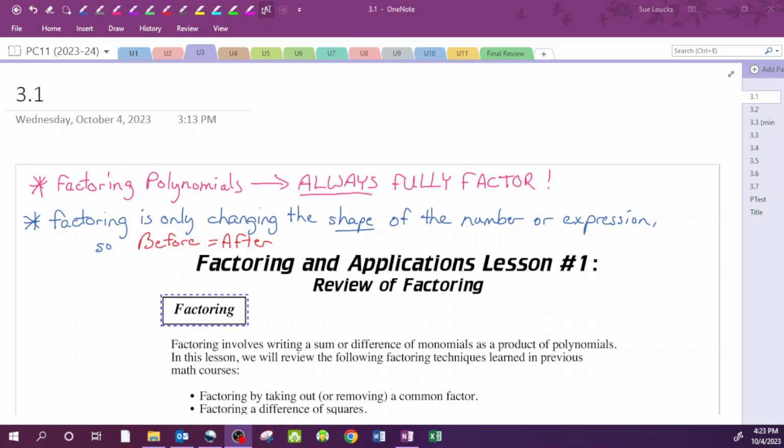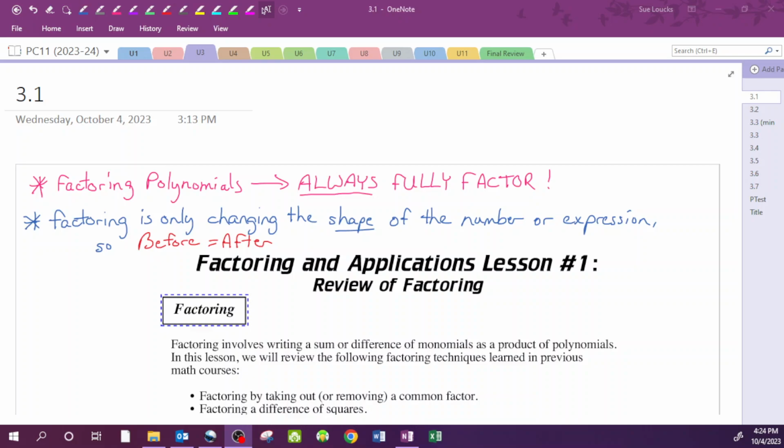The two things are, when you factor a polynomial, you always fully factor. You don't just factor it partway, like going to prime factors. And the second thing is that when you're factoring, you're only changing the shape of the number or expression. You change what it's looking like, but what you have before has to equal what you have after. You don't lose anything. And that's really, really important. You can always multiply out again your factored form, and it will end up with what you started with. Okay, or it should. It better.